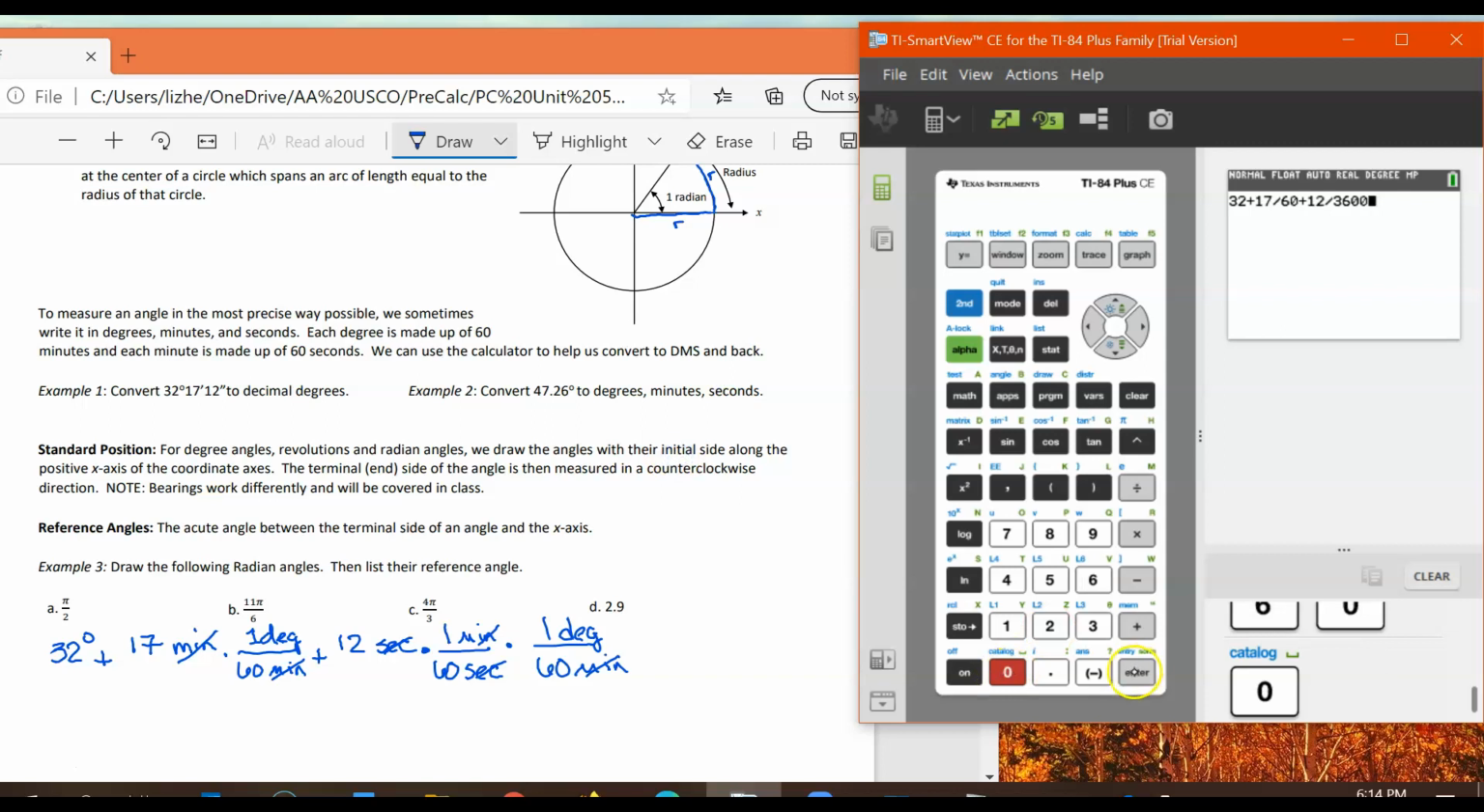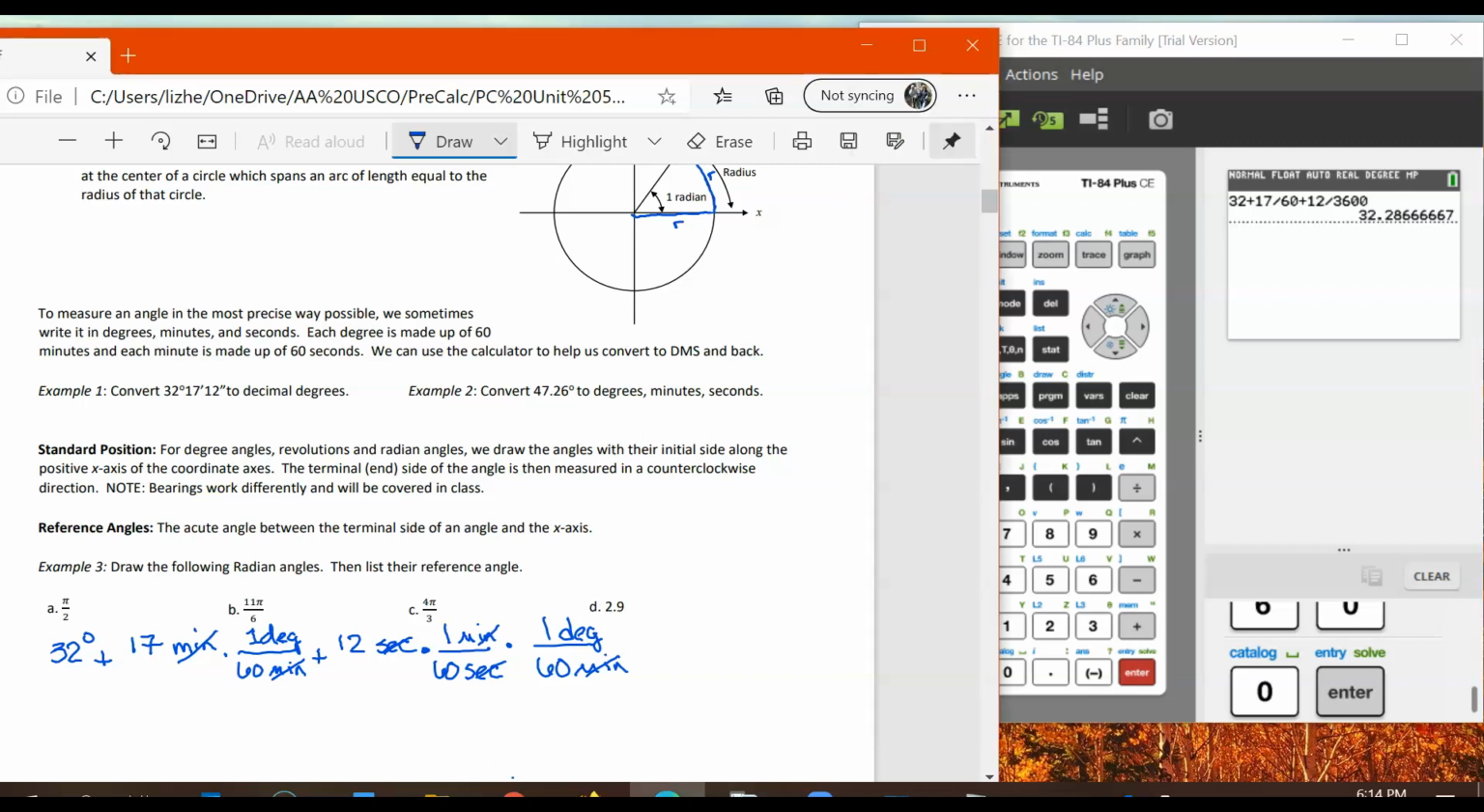And that is going to give me 32.287. Or you could say 32.286 with a repeating. But since we are in general rounding, well, always rounding, then we're just going to say 32.287 degrees.